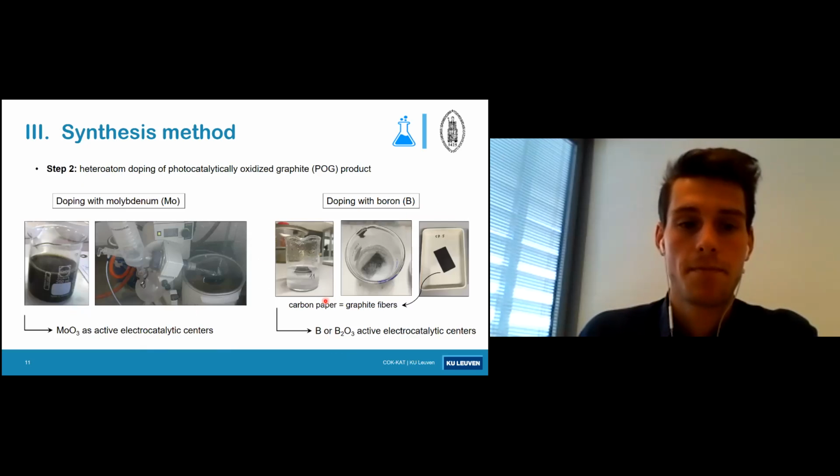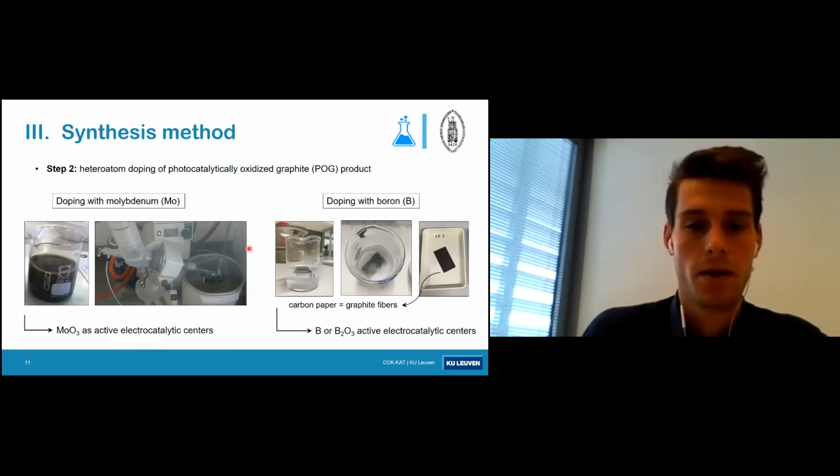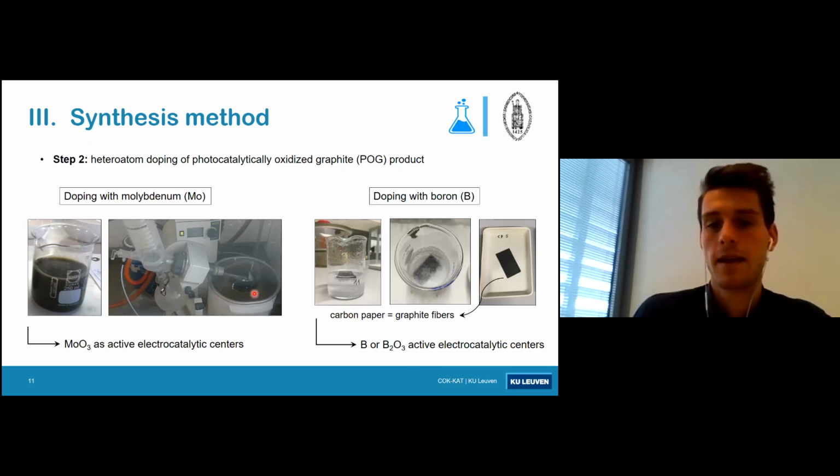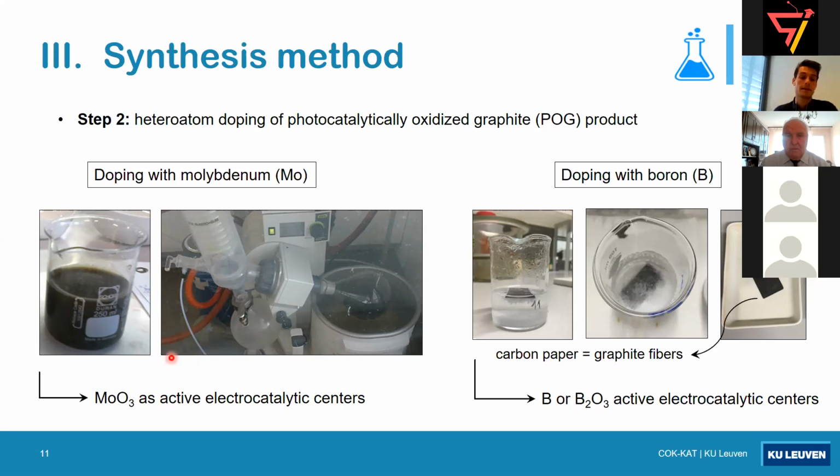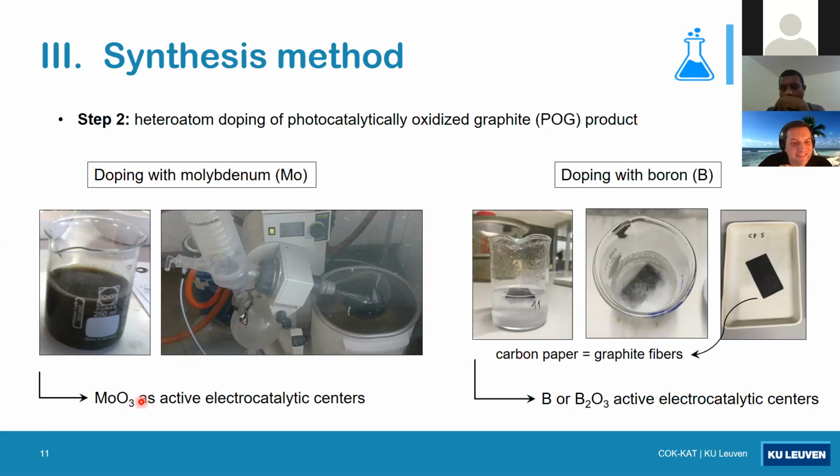Here you can see on this slide how this doping step is performed in the lab. So here at the left, you can see how a molybdenum doping is done. You can see it's often in liquid phase and also evaporating things. In this case, we have molybdenum trioxide as the active electrocatalytic center. This can also be molybdenum disulfide, if you do a sulfurization step.